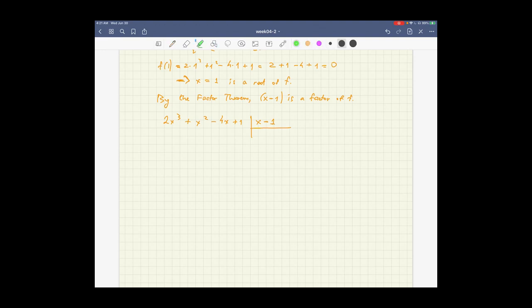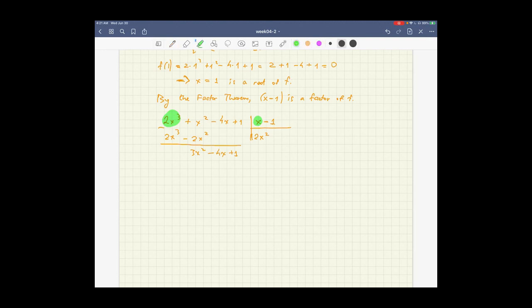The leading terms are 2x cubed and x. The ratio is 2x squared. Multiplying back, we get 2x cubed minus 2x squared. The difference is 3x squared minus 4x plus 1.